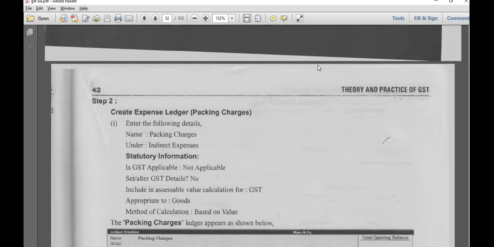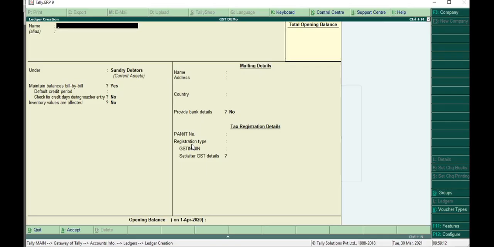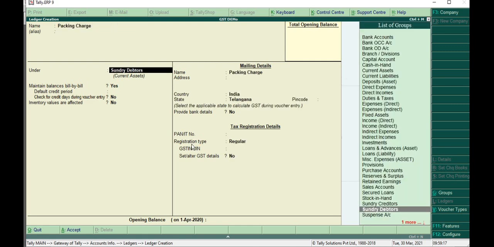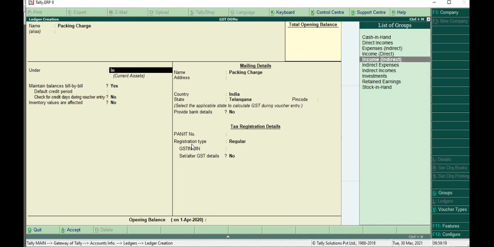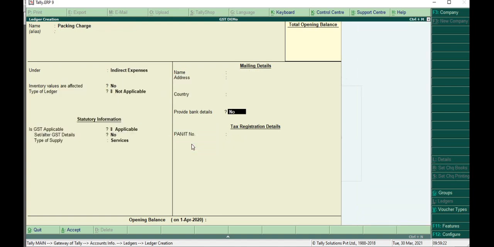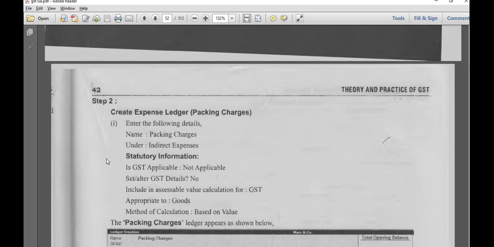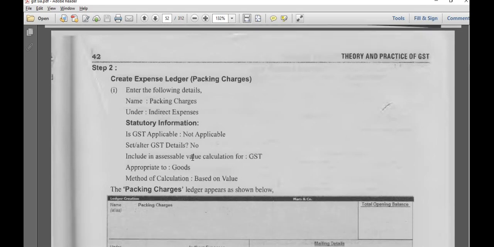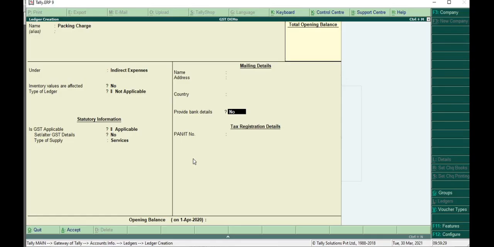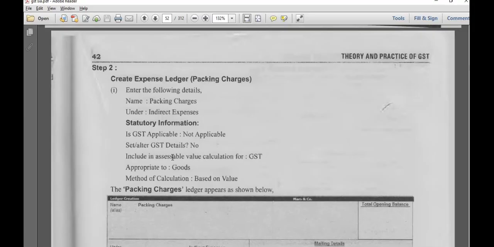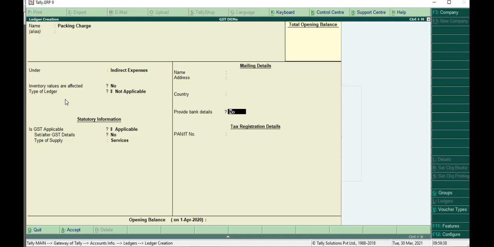Next we have to create the expenses ledger, packing charges, under indirect expenditure. Statutory information, GST is applicable. Okay, GST is applicable. Next, include in assessable value calculation of GST. Type of supply is goods.